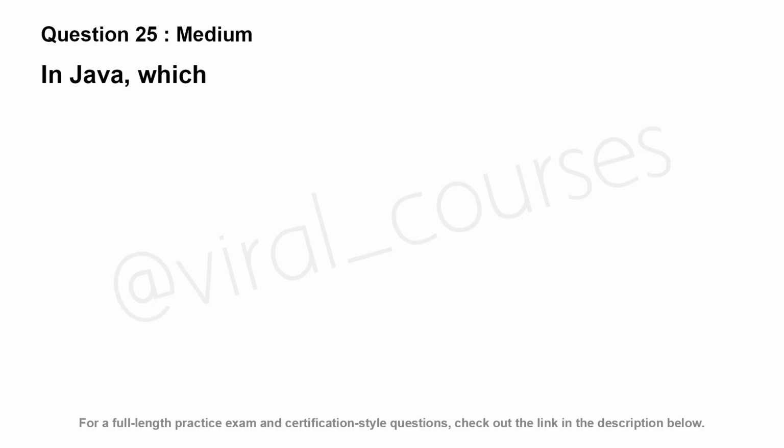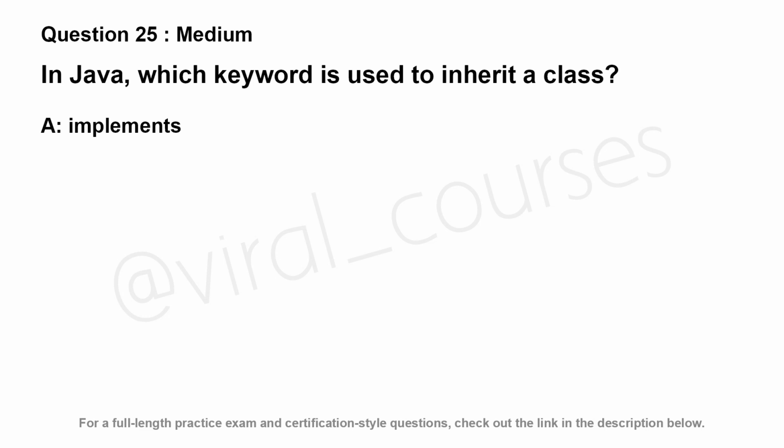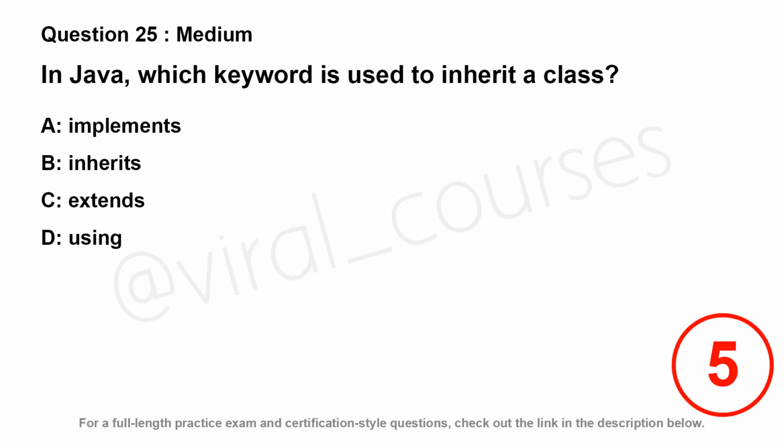In Java, which keyword is used to inherit a class? Option A, implements. Option B, inherits. Option C, extends. Option D, using.